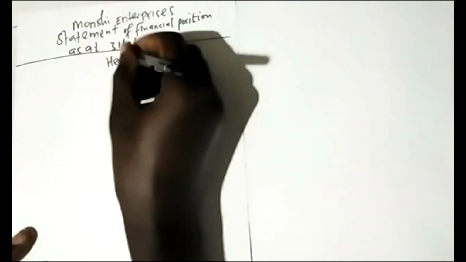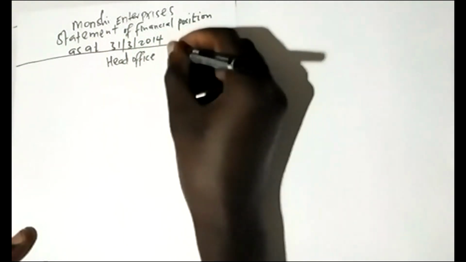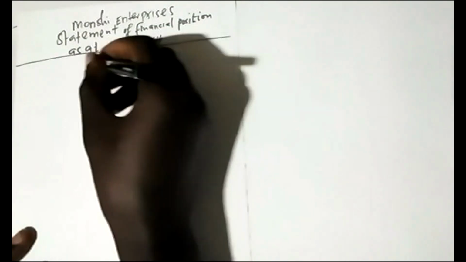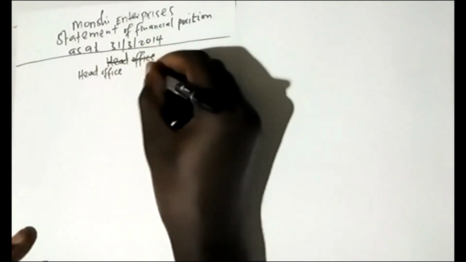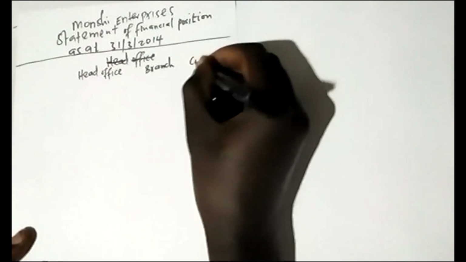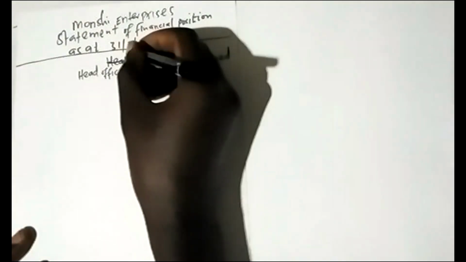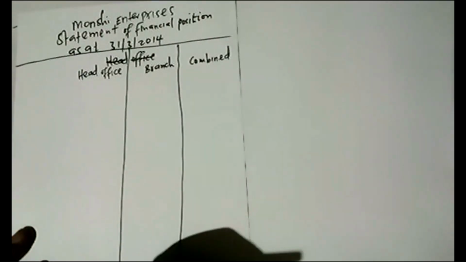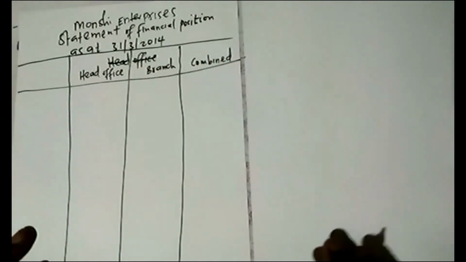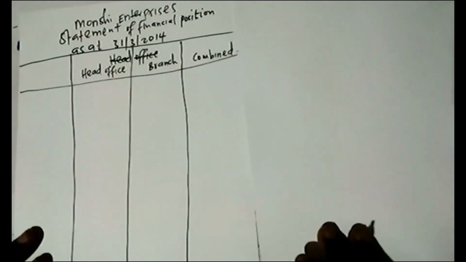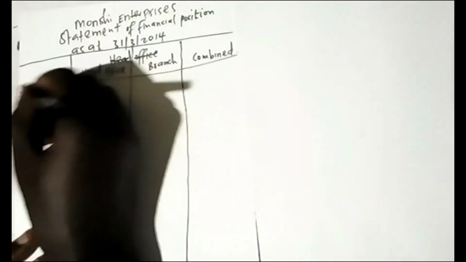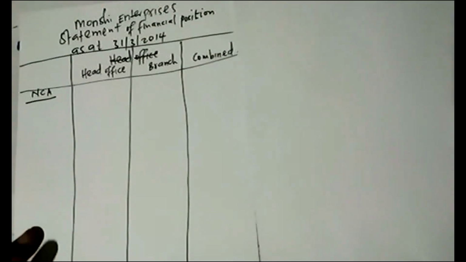So we have the head office. We have the branch. So let me make it a bit. So head office. We have the branch. And we have the combined. So that is fine. So to start with, I have to start with non-current assets. I will be writing in initials. So I have to start with assets.